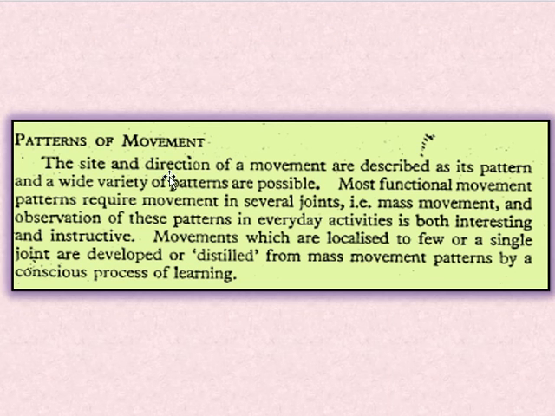Pattern of movement. Site and direction of the movement are described as a pattern, and a wide variety of patterns are possible. Most functional movement patterns require movement in several joints, that is, mass movement, and observation of these patterns in everyday activities is both interesting and instructive. Movements which are localized to a few or a single joint are developed, distinct from mass movement patterns, by a conscious process of learning.